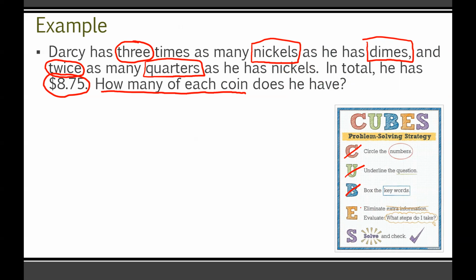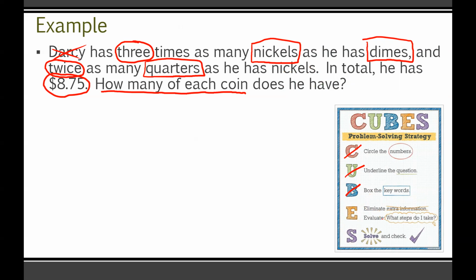Eliminate extra information. It's often hard to tell whether information is extra or not, but just looking through this whole question again, I think the only extra information is, boom, we don't care about Darcy. It could have been anyone. I don't know. You didn't actually have to cross that out. Extra information isn't always given, but it's always a good idea to see if you have any extra information.